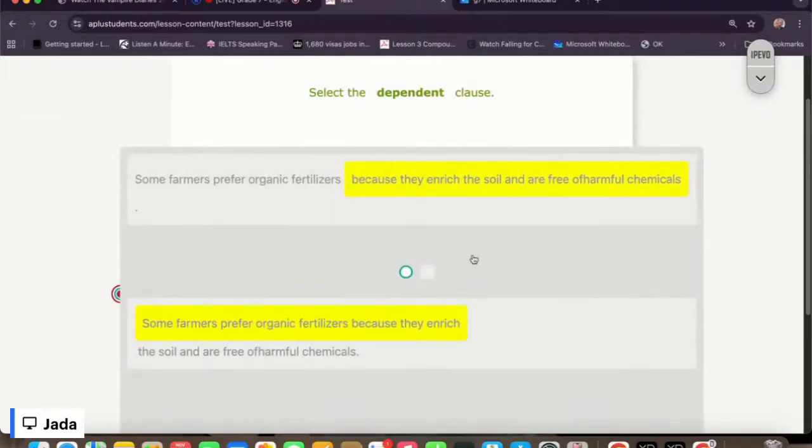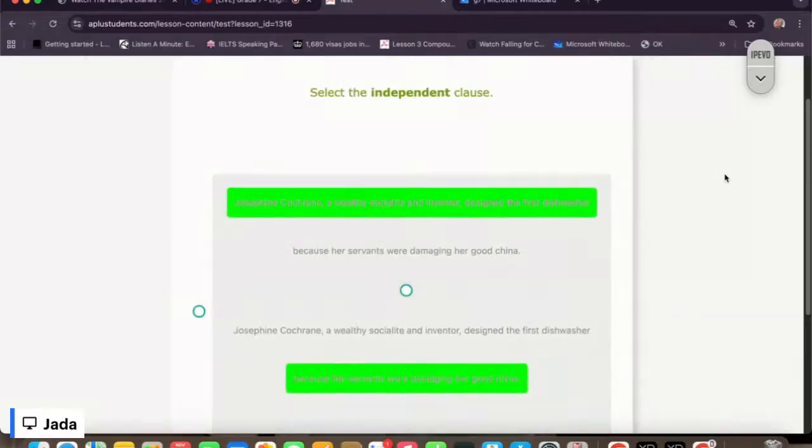So we have the first. All right, Josephine, a wealthy socialite and inventor, designed the first dishwasher because her servants were damaging her good china. Independent, first or second?